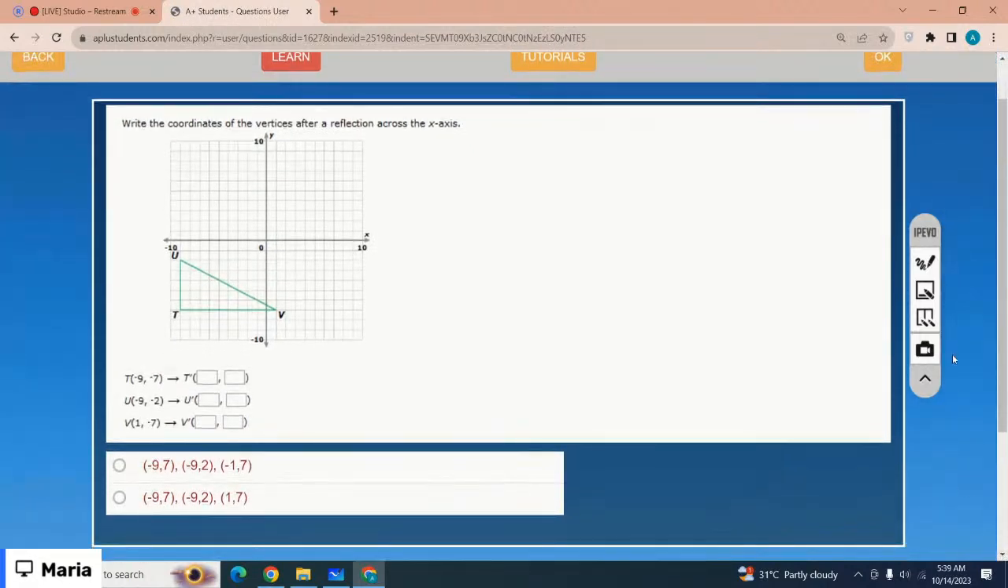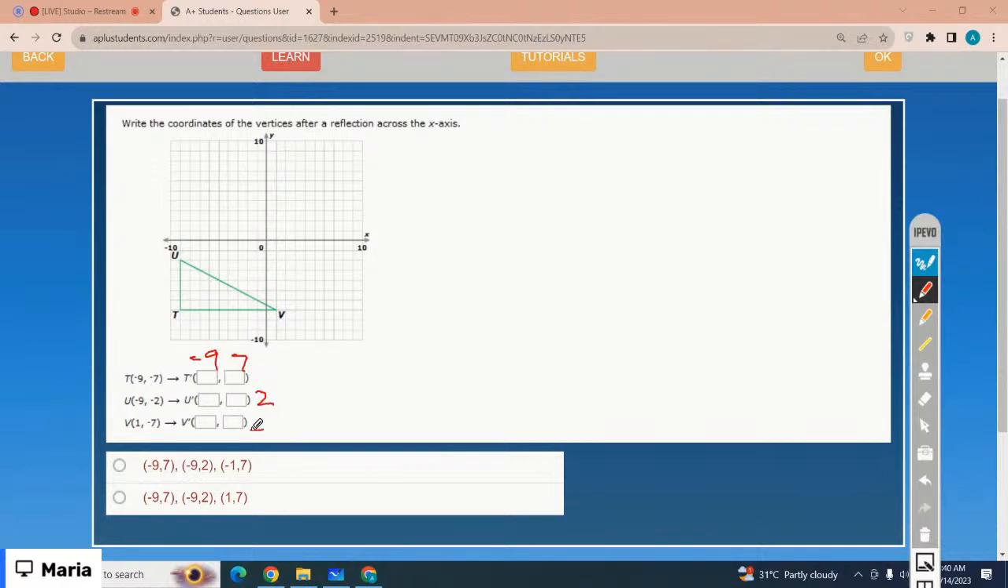Okay. Write the coordinates of the vertices after a reflection across the x-axis. So x coordinates are same. The sign of the y coordinates are changed. That is negative 9, negative 9, 1, 7, 2, 7. Negative 9, negative 9, 1, negative 9, negative 9, 1. Second one is the correct option, right?